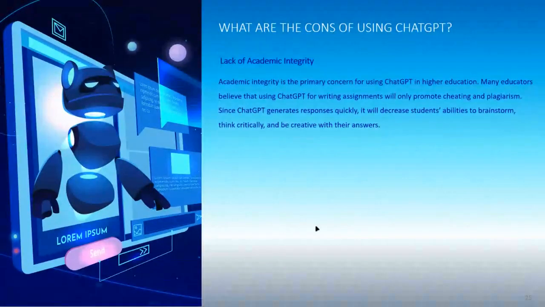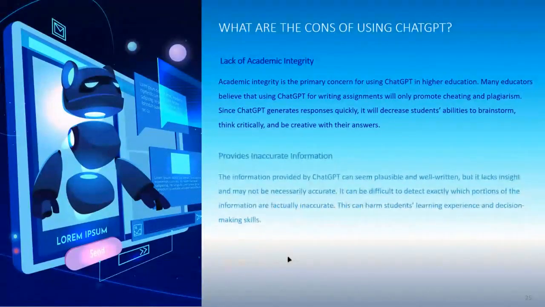Okay, the first one is lack of academic integrity. This is a primary concern for using ChatGPT in higher education. Many educators believe that using ChatGPT for writing assignments will only promote cheating and plagiarism. Since ChatGPT generates responses quickly, it will decrease students' abilities to brainstorm, think critically, and be creative with their answers. And this is why we are teaching students in our institutions, right? So what if they are not actually meeting the requirements? Okay.